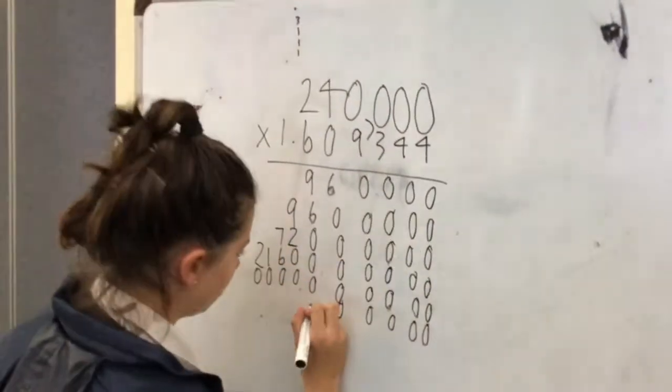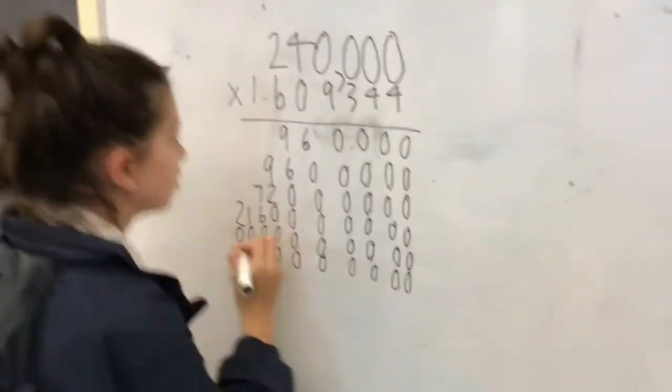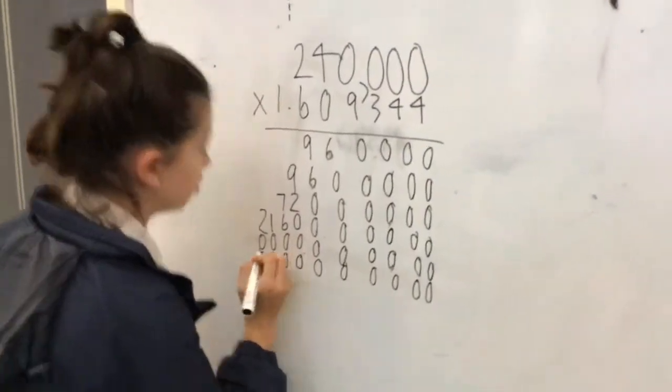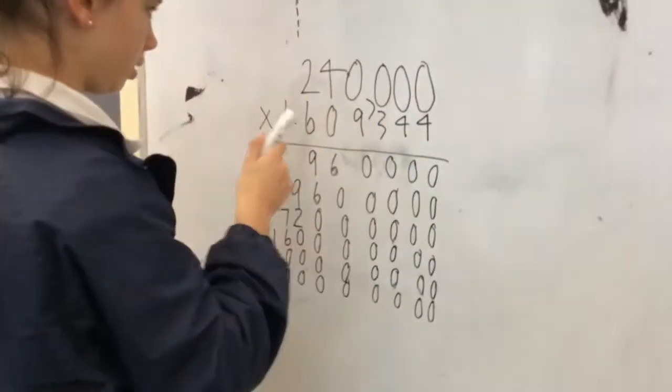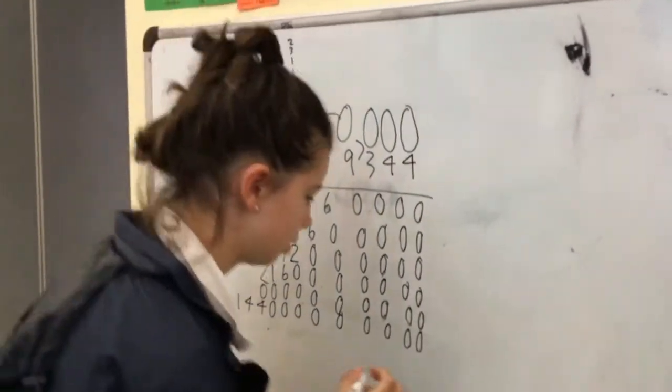6 times 0 is 0, and so on for the zeros. 6 times 4 is 24, so you put the 4 down there and the 2 up the top. 6 times 2 is 12, plus 2 is 14. Then you put 6 zeros.